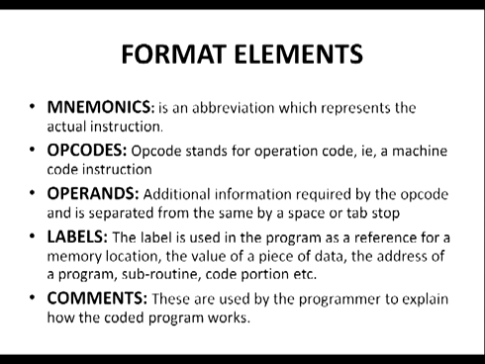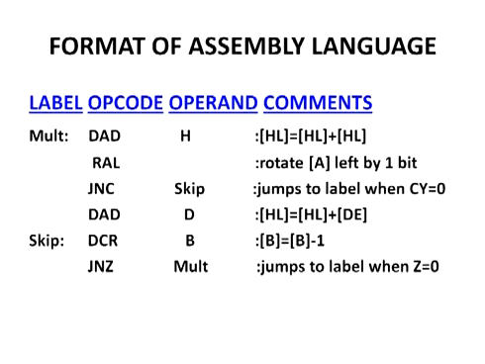The maximum length of labels differs between assemblers. A label, when declared, is suffixed by a colon and begins with a valid character. Comments. The comment field is optional and is used by the programmer to explain how the coded program works. Comments are preceded by a semicolon. The assembler, when generating instructions from the source file, ignores all comments.